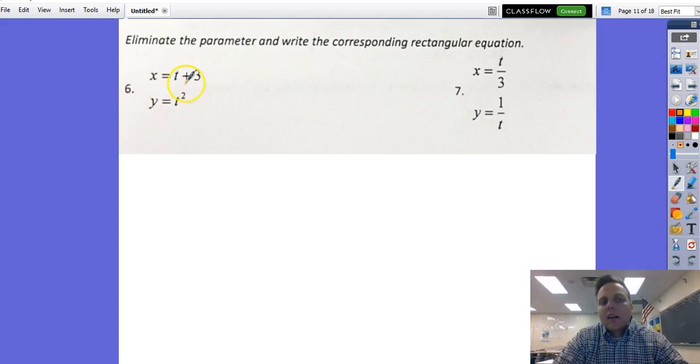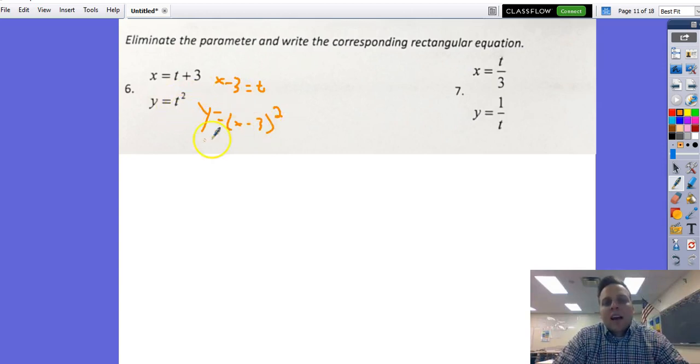Right now x equals t plus 3. I want to get t by itself. That's what it means to solve for it. So I need to subtract the 3 over. So x minus 3 is equal to t. Now I want to take this x minus 3 and plug it in for t right here. So y is equal to (x minus 3) squared. All I did was substitute x minus 3 in for t.